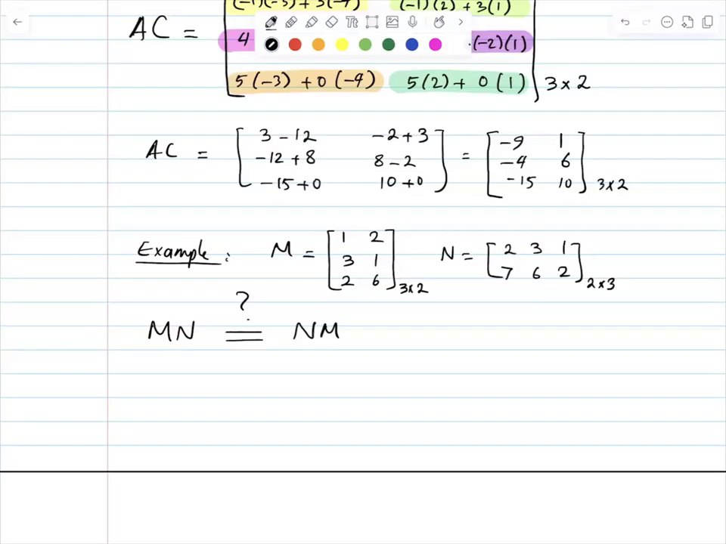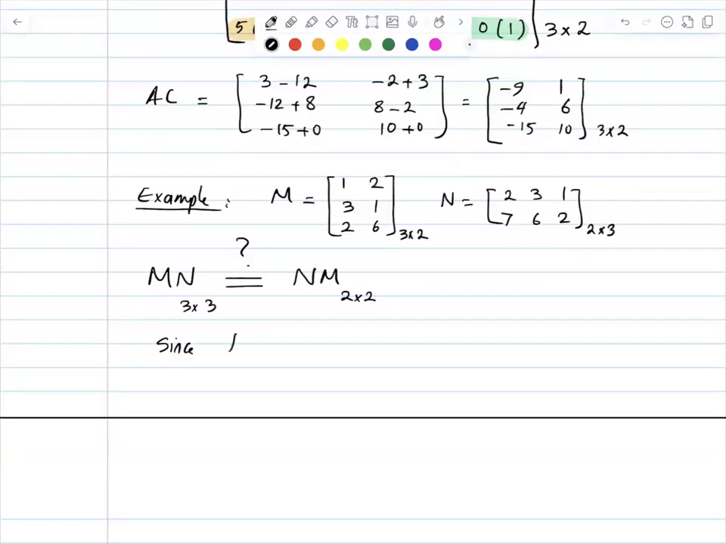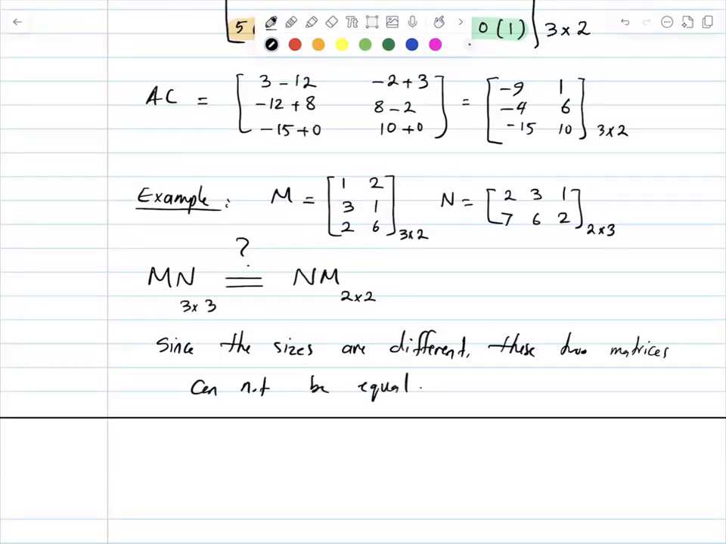Equality-wise, these two matrices cannot be equal to each other because M by N is a 3 by 3 matrix, but N by M is a 2 by 2 matrix. So, you're going to write it this way, since the sizes are different, these two matrices cannot be equal. But let us compute each one of them separately. Why not? We're always interested in computing the multiplication between matrices.